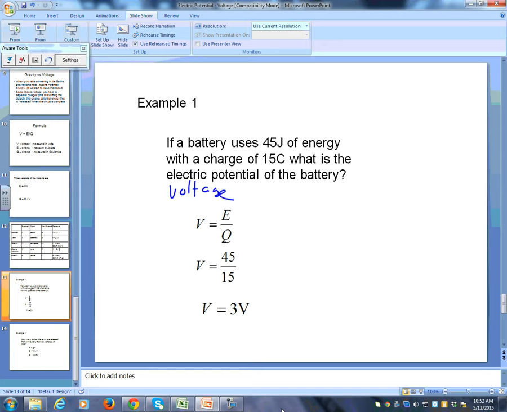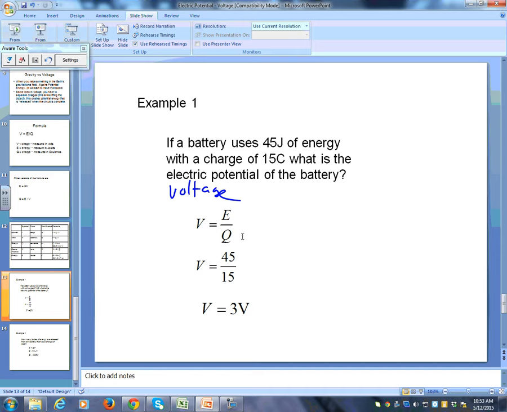So, V equals E over Q, we're going to write the formula. Am I making you do that? Yes. I will shame you into doing it. I'm not ashamed to say that. You have to do it. It's a good skill to learn. If you're going to take physics or chemistry, you've got to start to learn how to write formulas down. V equals E over Q.